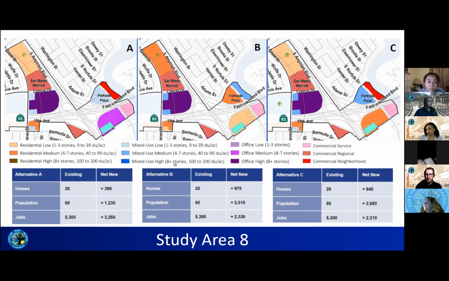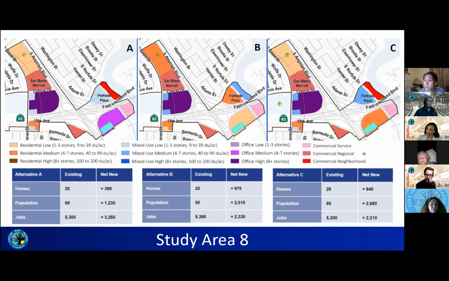And then Parkside Plaza changes in all 3. So in alternative A, Parkside Plaza is designated as mixed use low. In B, it's residential medium. And then in C, it's mixed use medium. So again, low tends to be 1 to 3 stories, medium is 4 to 7.